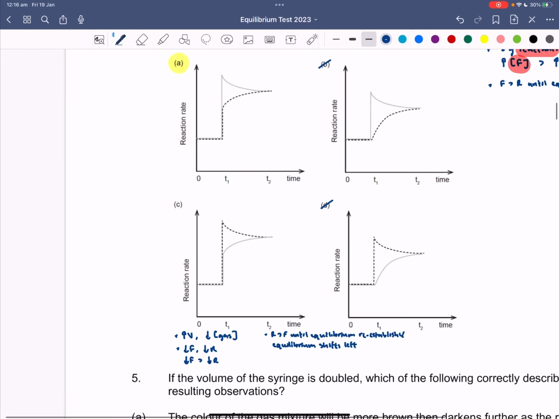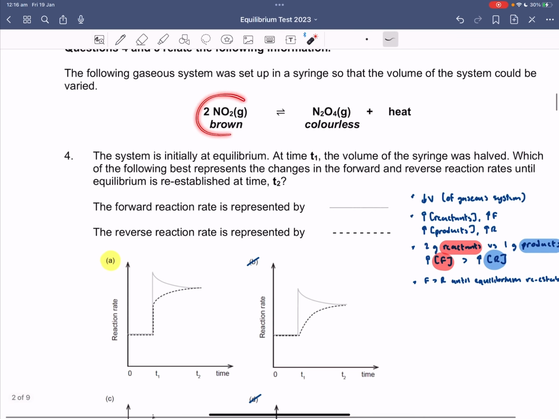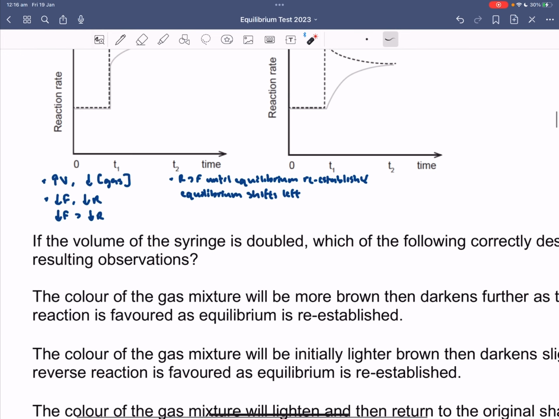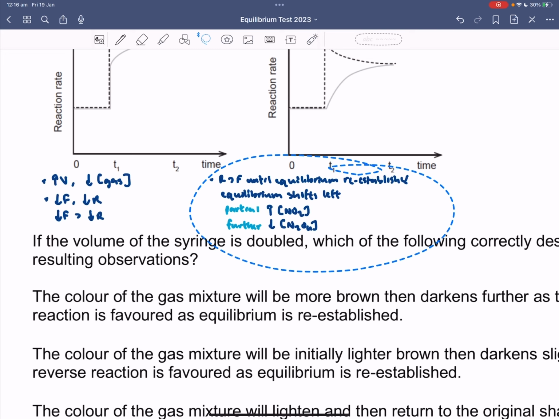Okay, and if equilibrium shifts left, there is going to be an increase in the concentration of NO2 and a decrease in the concentration of N2O4. If I'm being very technical, there will be a partial increase in the concentration of NO2, and there will be a further decrease in the concentration of N2O4. Now, this question is all about observations.